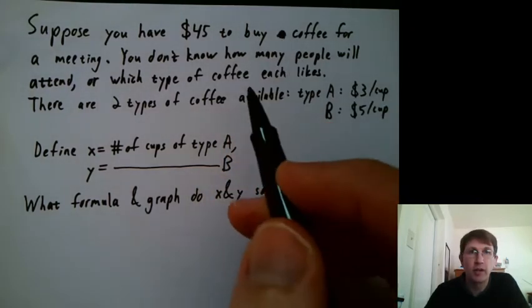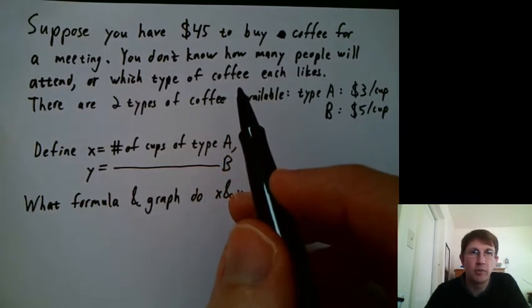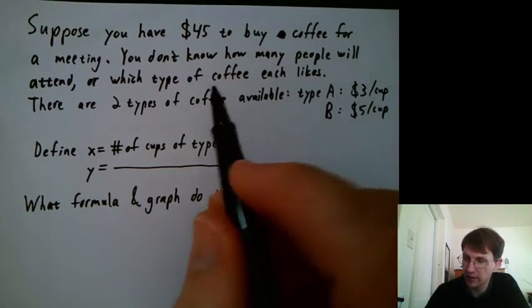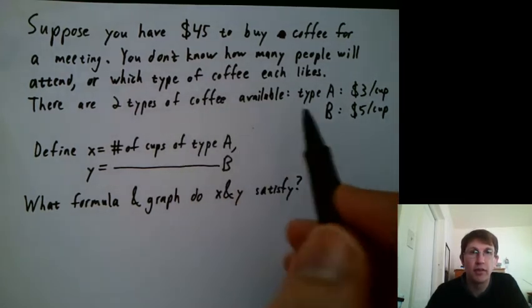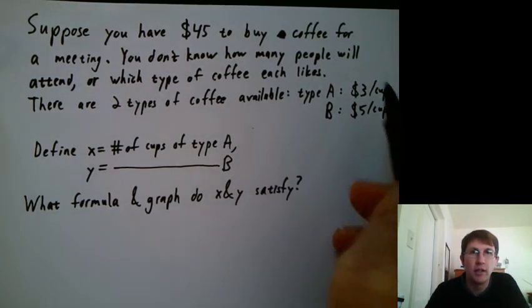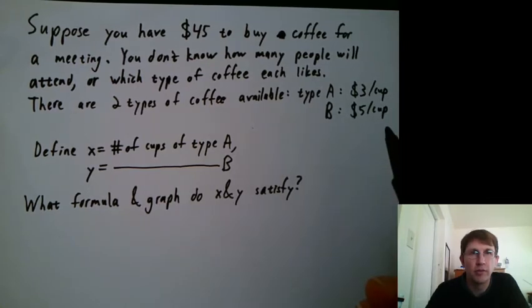So suppose you're buying coffee for a meeting and you don't know how many people will be there or what type of coffee they like. There's two types of coffee available, which we'll call A and B. It's pretty expensive coffee. Maybe you work at Google or something.